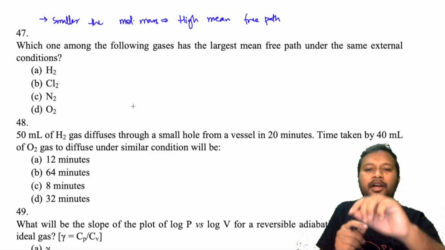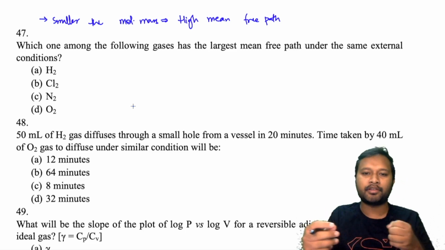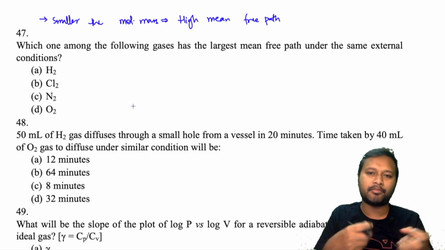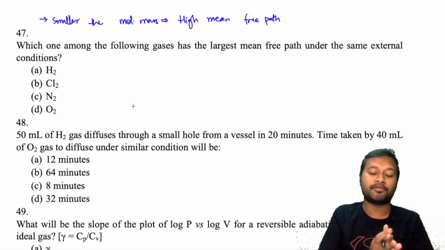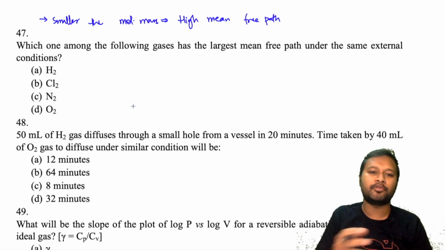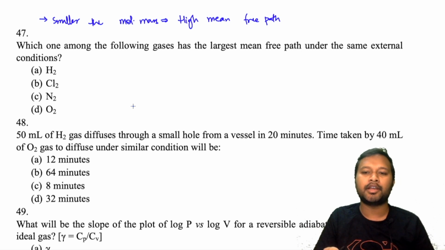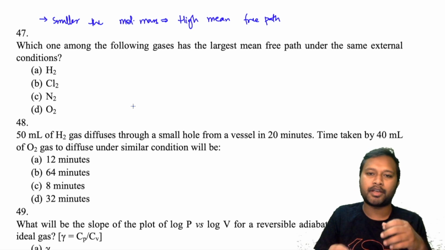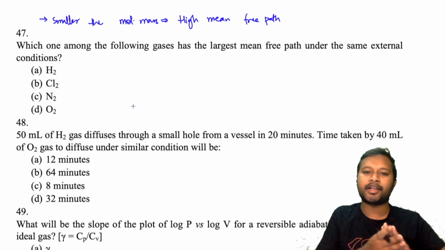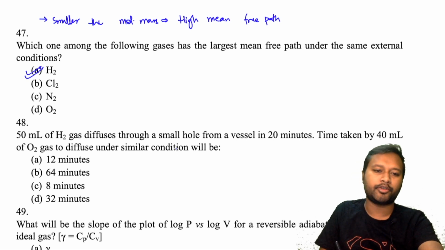Basically, what is mean free path? Mean free path is the average distance traveled by the moving particle, the gaseous molecule, between two successive collisions. So between two collisions, how much distance a particular molecule or particle has moved gives its mean free path. Now, the smaller the molecular mass, the fewer the chances of collision, and that's why the higher its mean free path will be. So among the following, the smallest one is hydrogen, and that's going to be the answer.